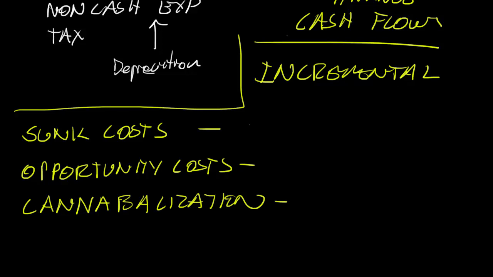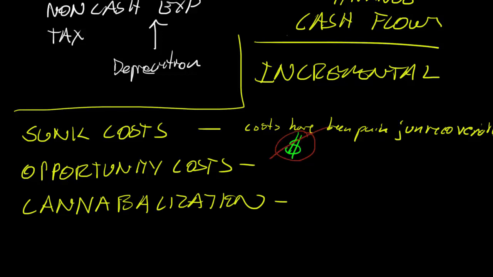Sunk costs are costs that have been paid, but more importantly, they are unrecoverable. They are not coming back. These are expenses that have already been made. And the problem with sunk costs is that they are emotional costs. This is money that has already gone out and you've already spent it, and yet we use it to make decisions. This is money you're not going to get back.